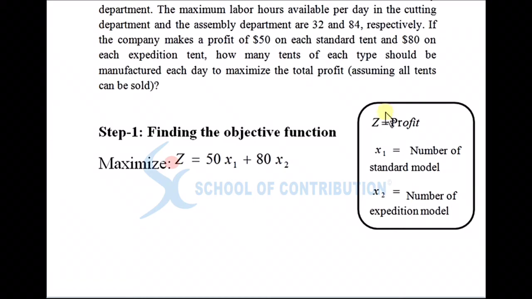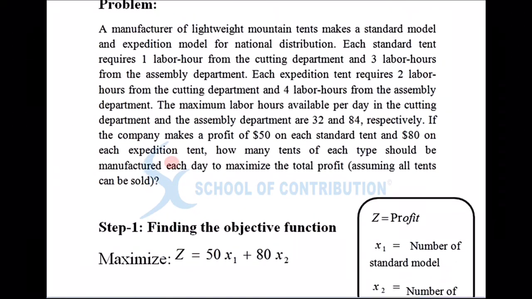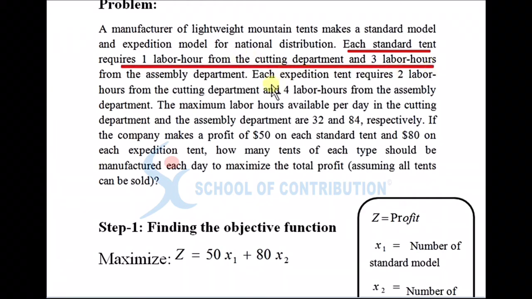So once we state the objective function, now we have to find the constraints that should be satisfied to maximize this profit. To find the constraints, we have to read the problem once again. The problem says that each standard tent requires 1 labor hour from the cutting department, 3 labor hours from the assembly department, and each expedition tent requires 2 labor hours from the cutting department and 4 labor hours from the assembly department. Okay, so these are the constraints so far.